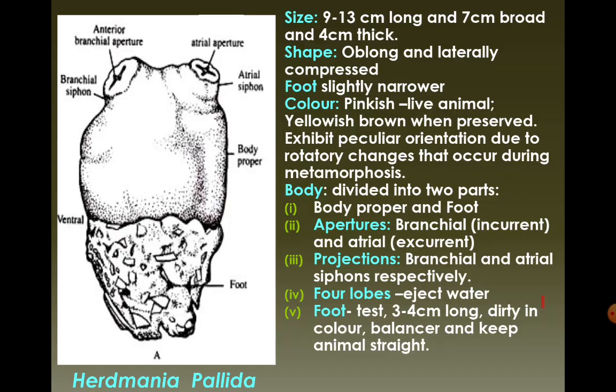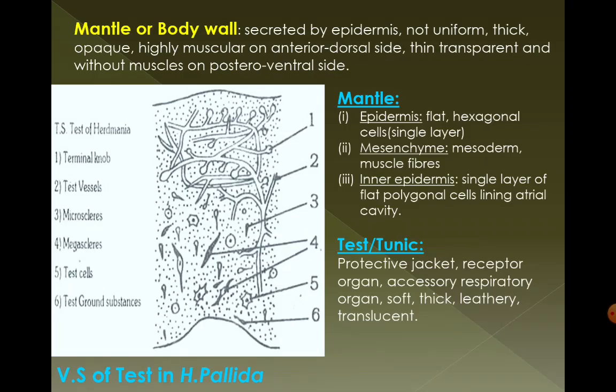Now let us learn about the mantle or the body wall. Now the mantle or the body wall is secreted by the epidermis, and this is not uniform throughout the surface of the body. It is thick, opaque, highly muscular on the anterior dorsal side, and it is thin and transparent and without muscles towards the posteroventral side, that is towards the foot.